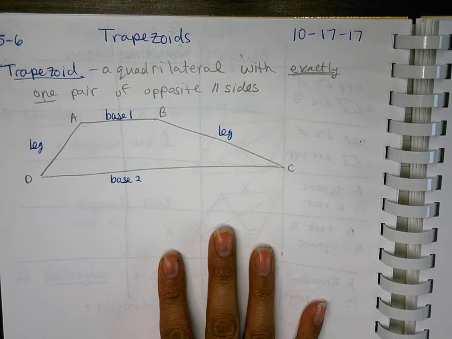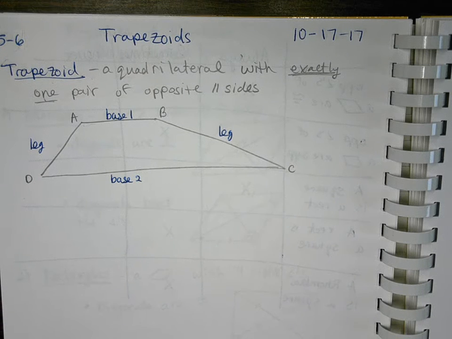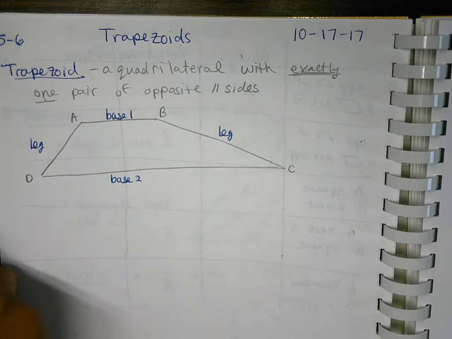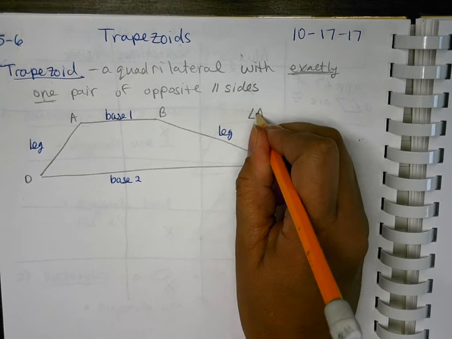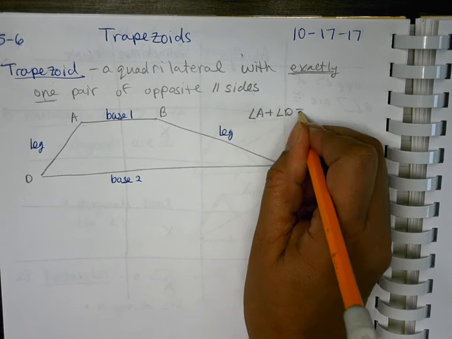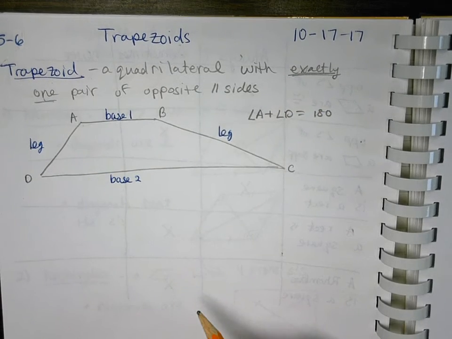Isn't it like base 1 times base 2? Okay, you're thinking of the formulas for area, yes, but that's different from what we're going to do. I need the talking to stop. Okay, what you will need to know is angle A plus angle D equals 180.